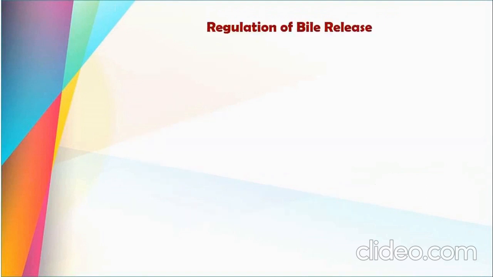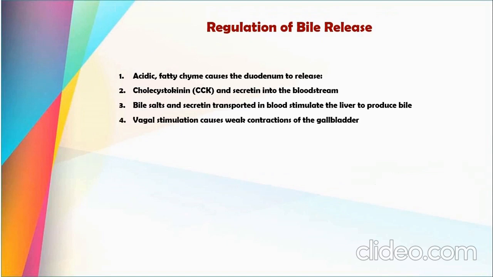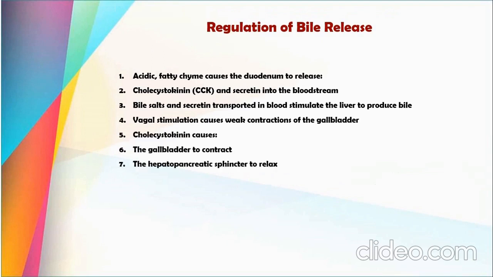Next is regulation of bile release. First, acidic fatty chyme causes the duodenum to release cholecystokinin, or CCK, and secretin into the bloodstream. Bile salts and secretin transported in blood stimulate the liver to produce bile. Vagal stimulation causes weak contractions of the gallbladder. Cholecystokinin causes the gallbladder to contract and the hepatopancreatic sphincter to relax. As a result, bile enters the duodenum.